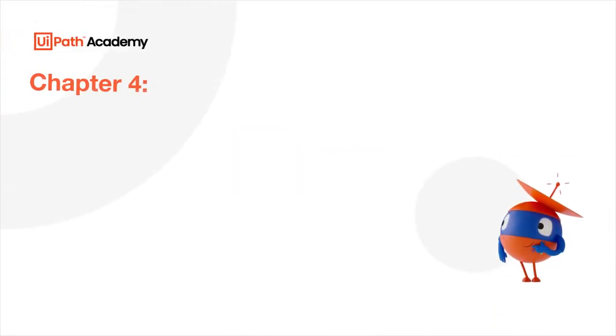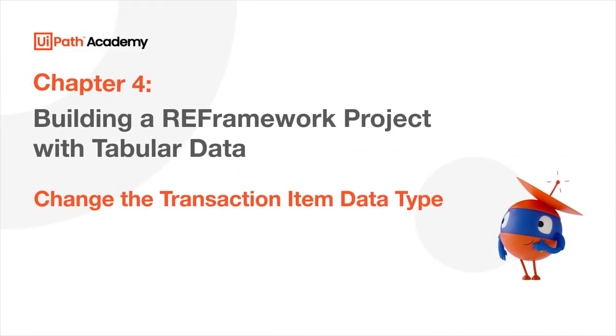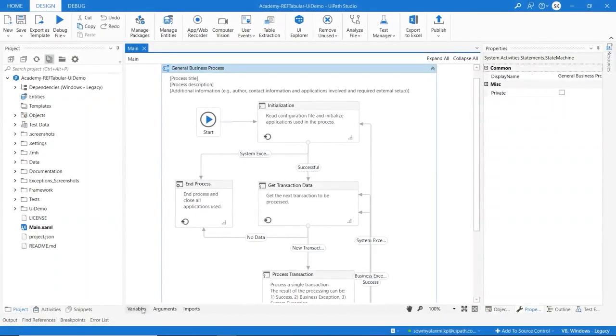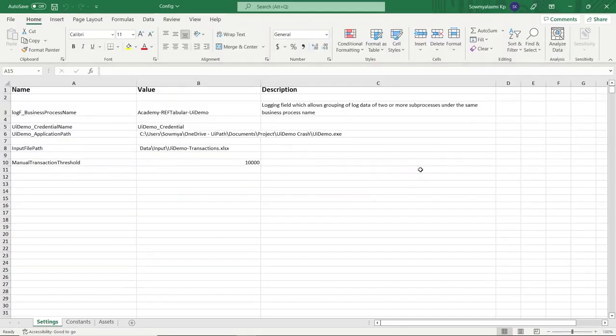Hello and welcome back to another demo about the REFramework template. In this demo, we're continuing to build our UI demo process by changing the transaction item type to DataRow and updating the activities impacted by the change. In the previous video, we've edited the project's config file with all of the necessary data applicable to our process.